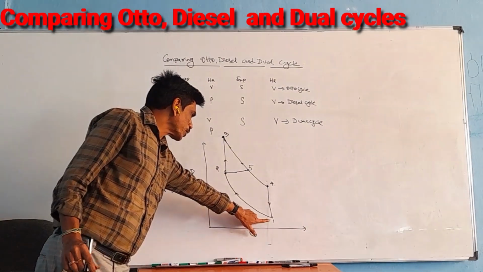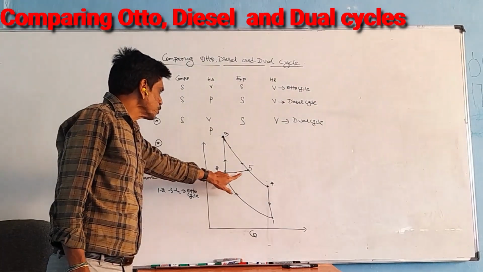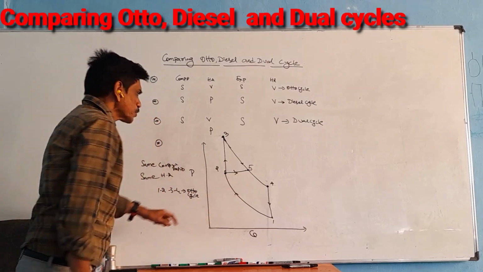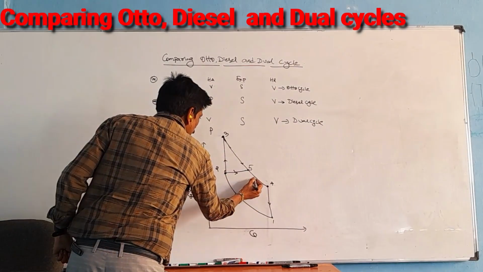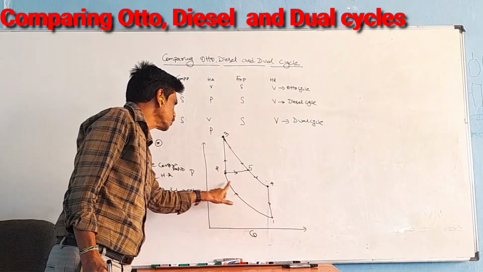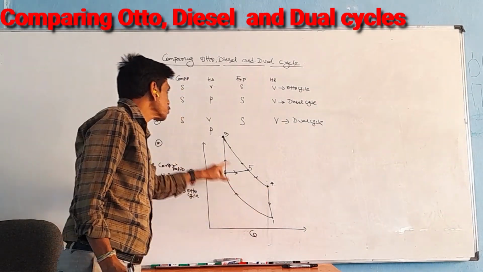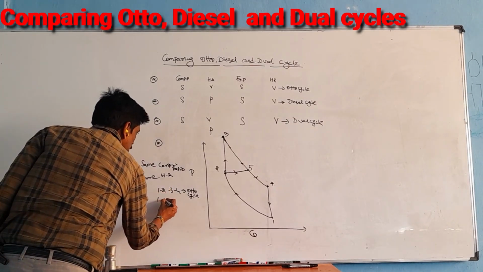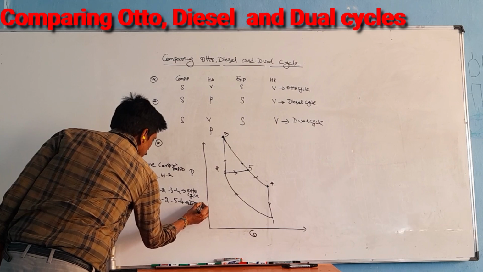Now you see the process 1 to 2, that is an isentropic compression. The process 2 to 5 is the constant pressure heat addition. 5 to 4 is again the expansion, and 4 to 1 is the heat rejection. Then 1, 2, 5, 4, with SP and SV, that is for the diesel cycle. So 1, 2, 5, 4 becomes the diesel cycle.